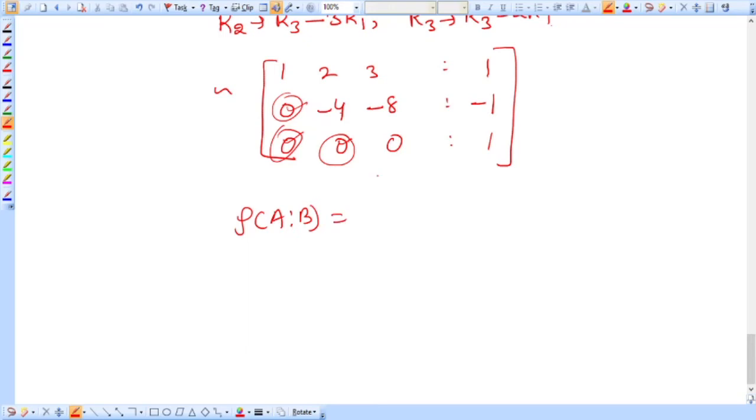नंबर ऑफ नॉन ज़ीरो रोज कितना है यहाँ पे? 1 2 3। This is also non-zero when we talk about the augmented matrix. अगर पूरे ए बी की बात करेंगे तो since it is non-zero here, so third row is also non-zero and rank of A augmented matrix B is equal to 3.